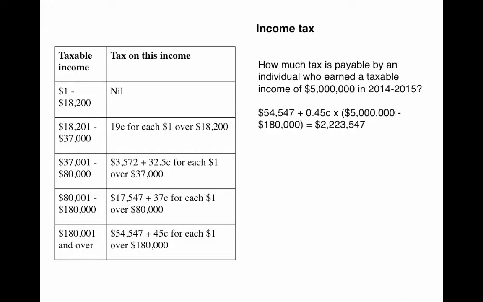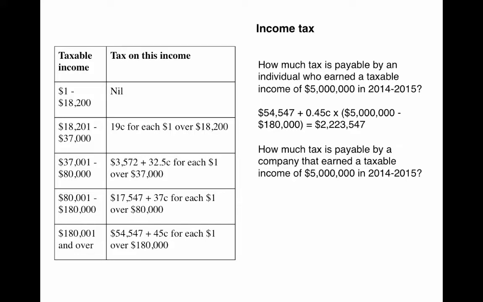Then if the business structure was a sole trader or a partnership, the amount of tax payable would be $54,547 plus 45% of the difference between $5 million and $180,000. The amount of tax payable would be $2,223,547. However, if the business structure was a company, then again tax would be payable at a flat 30%, which would be $1.5 million. The company would pay considerably less tax.